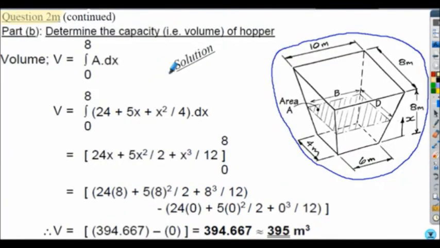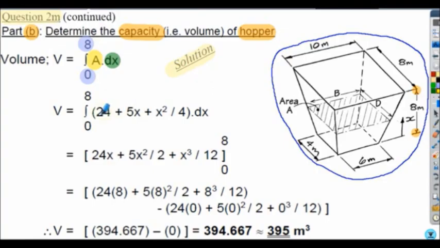So question 2m, solution continued. So part B, we'll now determine the capacity or the volume of the hopper. It means we need to integrate over our range of x, which is from 0 to 8 meters. To work out the volume, that's simply the area of the elemental strip multiplied by the thickness of the elemental strip, which is considered to be dx. So cross-section area times thickness is the volume. If we integrate that between the limits of 0 and 8, we will find the total volume of the hopper, and that's the capacity of the hopper.